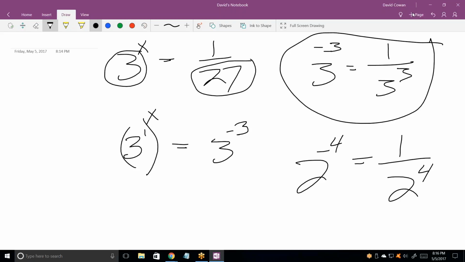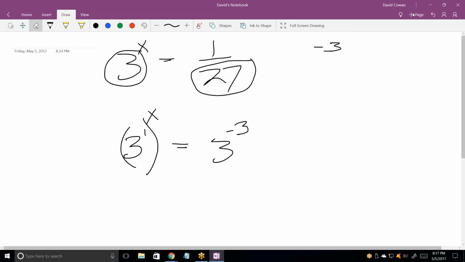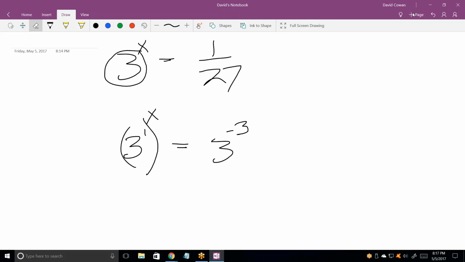So that's why I can write 1 over 27 as 3 to the minus 3. And I don't need that 1, so I really have 3 to the x equals 3 to the minus 3. What do you think x is equal to?